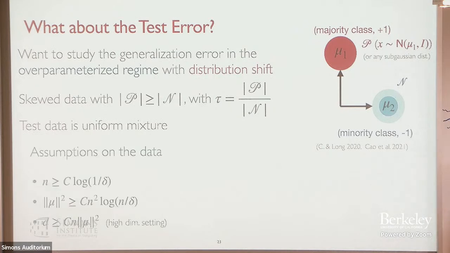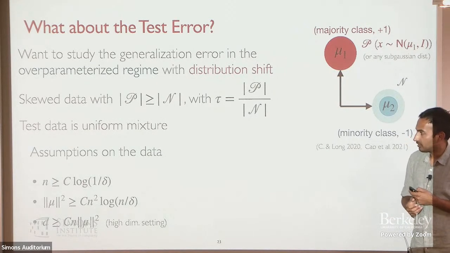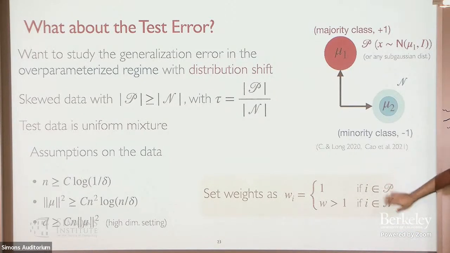Okay. We're going to make some assumptions on the data. We're going to assume n is larger than log 1 over delta, where delta is the failure probability. The scale of the separation, which is norm of mu, is going to be larger than n squared times log factors. And we're going to be in the high dimensional setting where d is larger than n times norm of mu squared. Okay, and we're going to minimize reweighted losses. The way that we're going to set the weights is equal to 1 if your sample comes from the positive class, that is, if it has label 1. And we're going to set it equal to some w, which I'll specify in a moment, which is greater than 1, if it comes from the minority class.